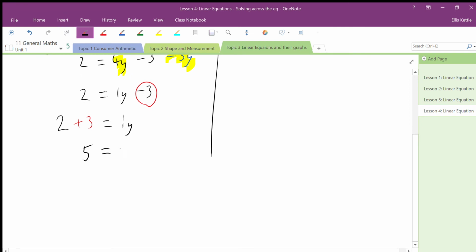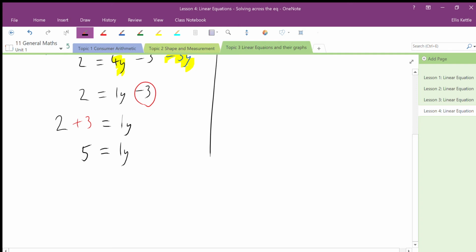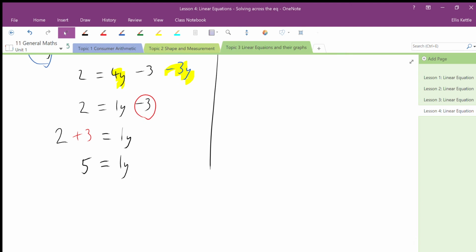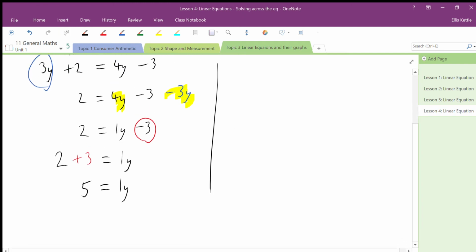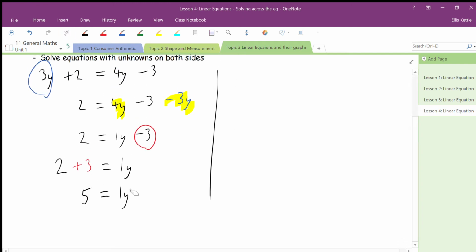Now, this is a bit strange. 1y. Why am I writing 1y? How is 1y any different from y? Well, it's actually not, and that's a really important part. 1y is just y. 4y minus 3y is 1y, which we write as y.